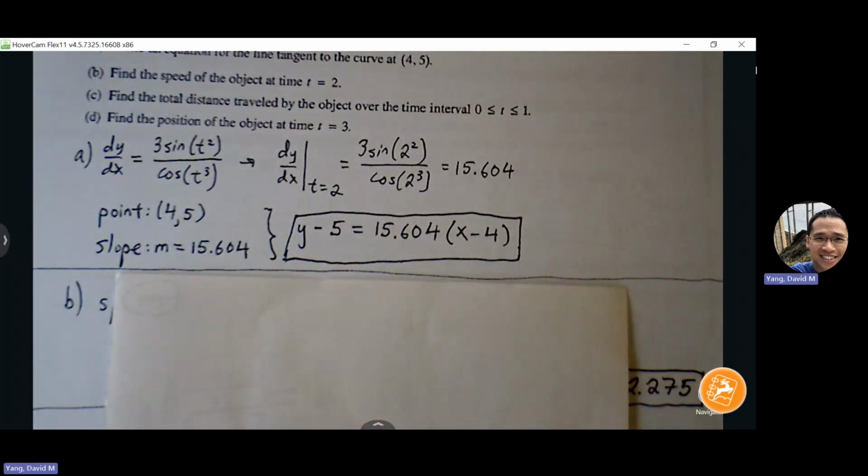And part B, find the speed. So we talked about the speed formula, square root of x prime squared plus y prime squared.